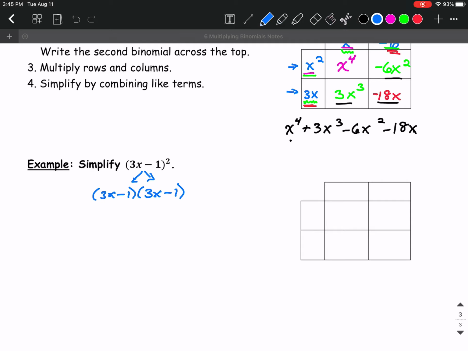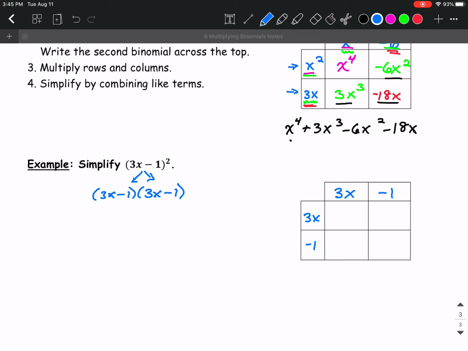I'm going to use the box method because I talked to the algebra teachers and they seem to indicate that most kids like the box method. And I know a lot of my pre-cal kids last year liked the box method, so I'm going to go with that. If you guys tell me in class or after this video that you prefer one of the other methods, awesome, we'll change to that one. But we can use whichever one you like. So we're going to write 3x minus 1, and across the top, 3x minus 1. Now they're the same because they were the same binomial.